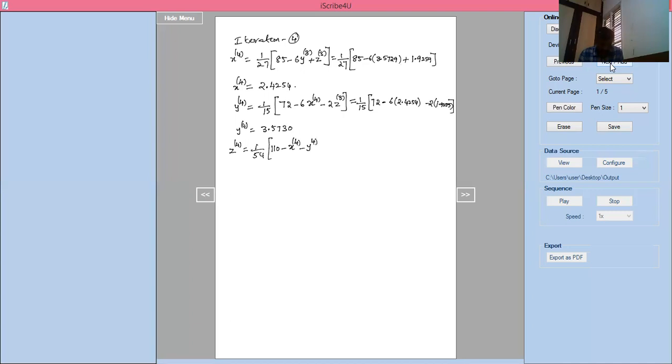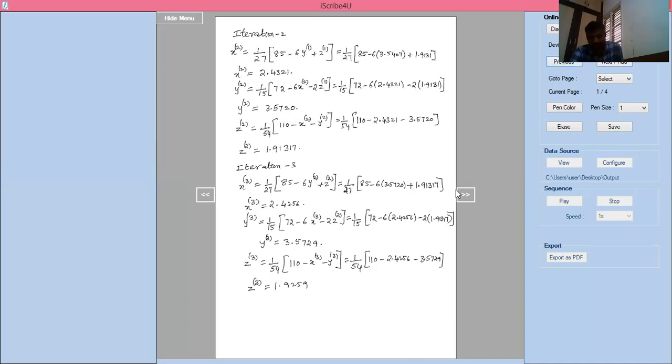Next, z of 4 equal to 1 by 54 into 110 minus x of 4 minus y of 4. So 1 by 54 into 110 minus x of 4, which is 2.4254, minus y of 4, which is 3.5730. If you simplify this using the calculator, we will get z of 4 equal to 1.9259.